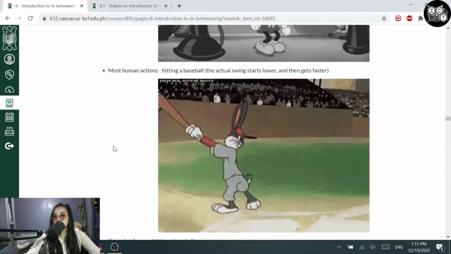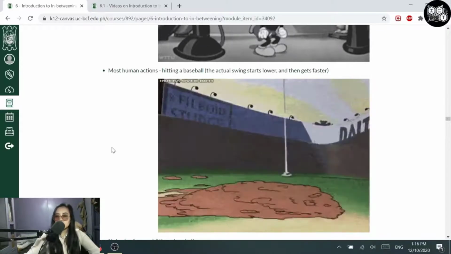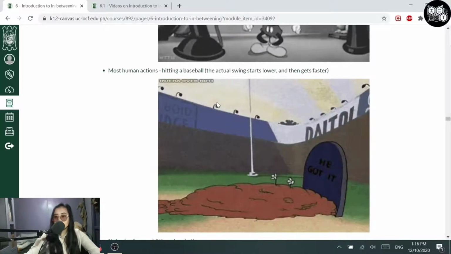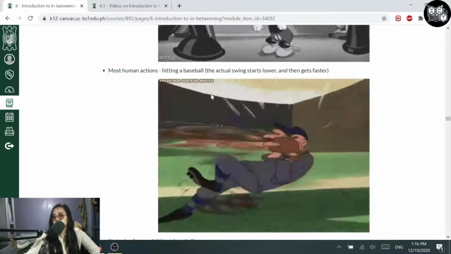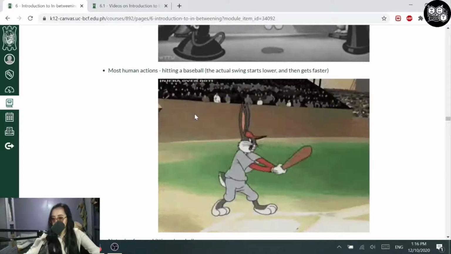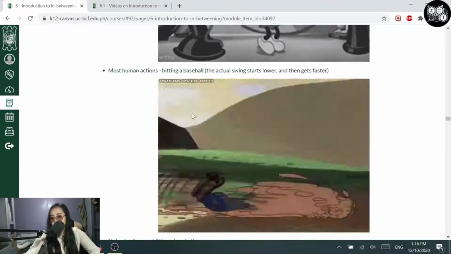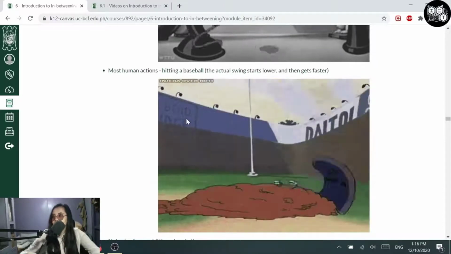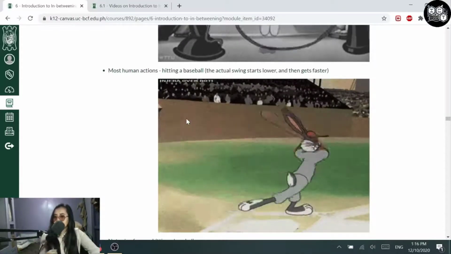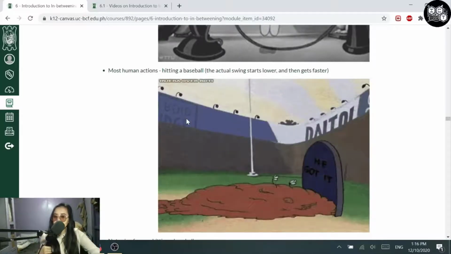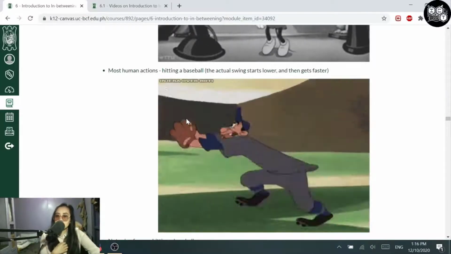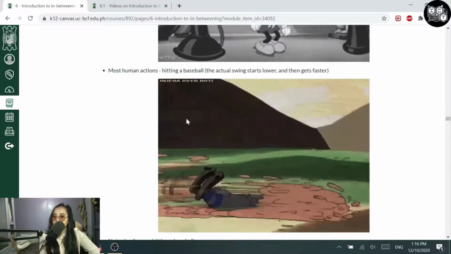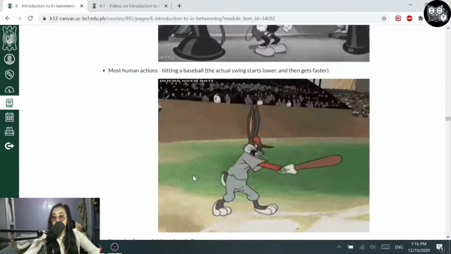So for example, hitting a baseball. You can kind of see that the actual swing starts slower and then suddenly it gets faster. It kind of shows that skill, that virtuosity from the baseball player, and then that slower swing from, let's say, the base up until the shoulder. So what that creates is the idea of anticipation. Having a slower anticipation and then a fast take would emphasize the main action even more.